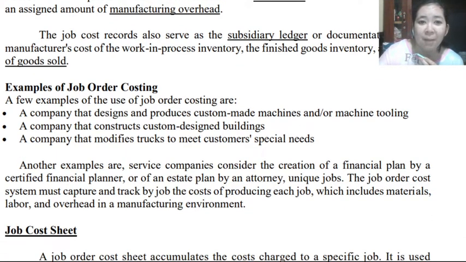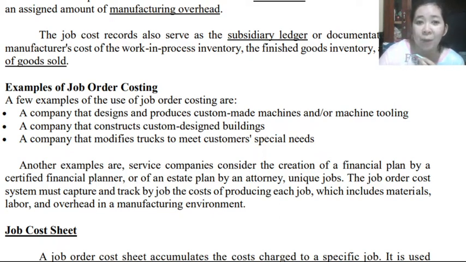Another example is for service companies. We consider the creation of a financial plan by a certified financial planner. Basically this is unique and specific for each client. Or another example is an estate plan by an attorney or other unique jobs. So these are our job order costing examples.